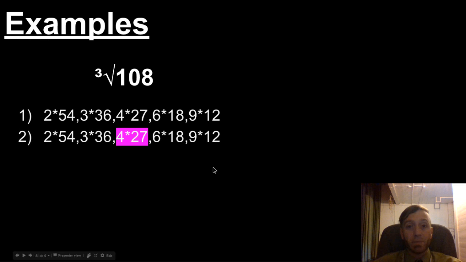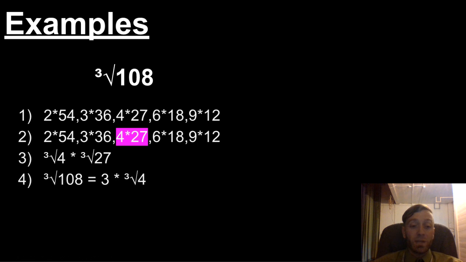Step 3, we're going to split into a product of cube roots. So we get the cube root of 4 times the cube root of 27. We can simplify that. Cube root of 27 is 3. Cube root of 4, and we end up with 3 times the cube root of 4.